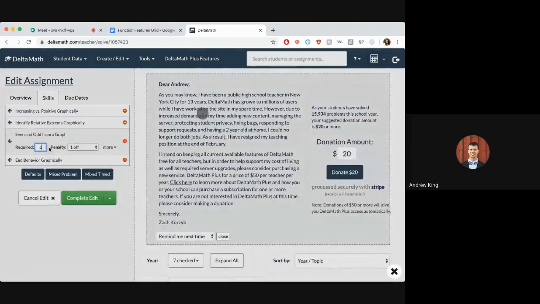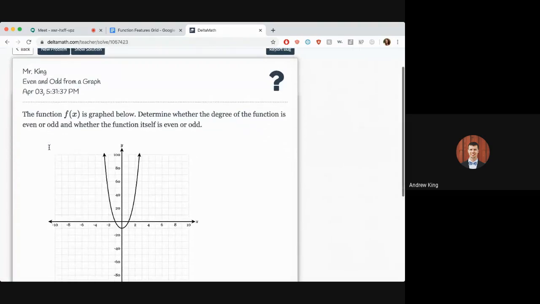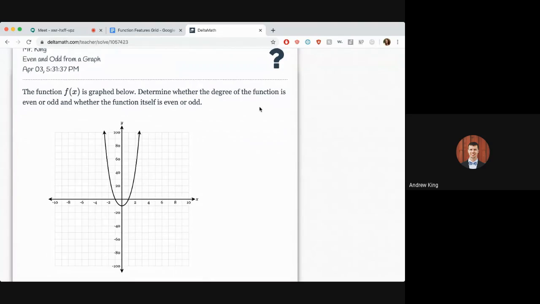Topic 3, even and odd. This is talking about symmetry from a graph, okay? When it says the degree of the function, this was not in your vocabulary notes, but this is what we talked about in December with graphing polynomials. Even degree is when it has the same beginning and end behavior. Odd degree is when it has opposite. Either starts negative, ends positive, or it starts positive and ends negative. That's degrees, okay? So since this is both starting and ending positive, it's an even degree.